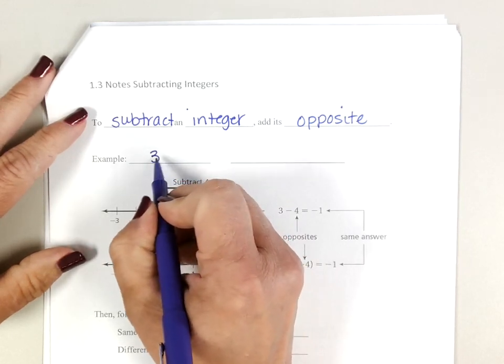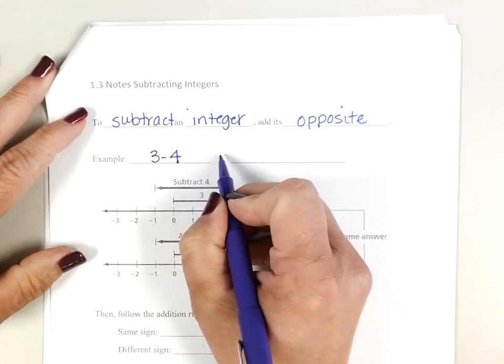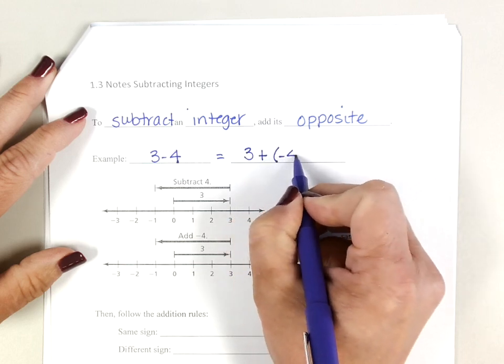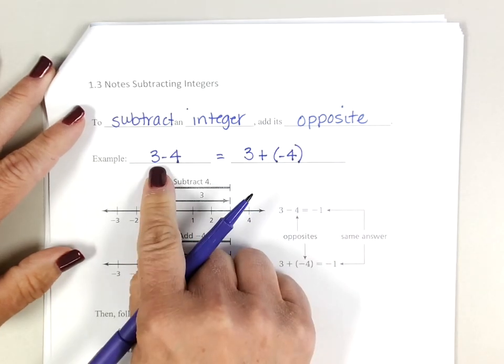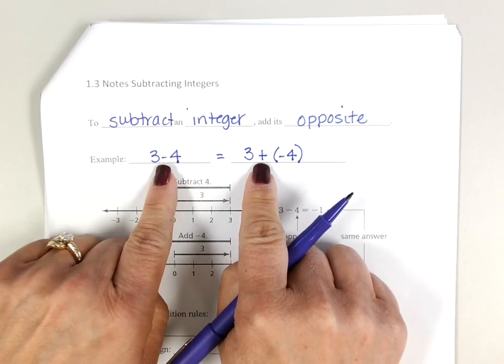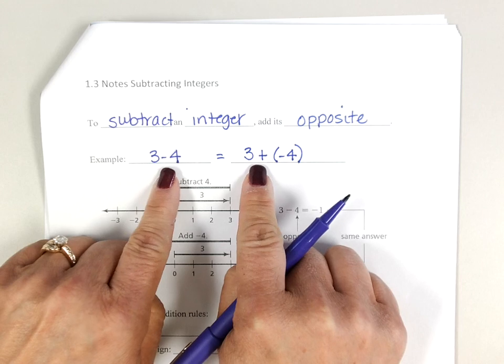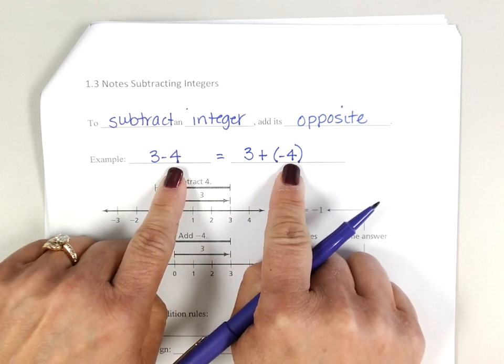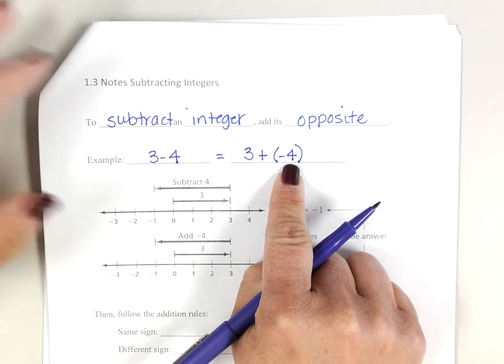So if I had 3 minus 4, I'm saying that that's the same as 3 plus a negative 4. So if I have to subtract, it's the same as changing. So the first number stays the same, changing the subtract to plus and changing the second number to its opposite. And then we would do the addition problem.